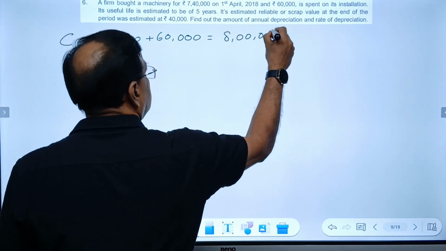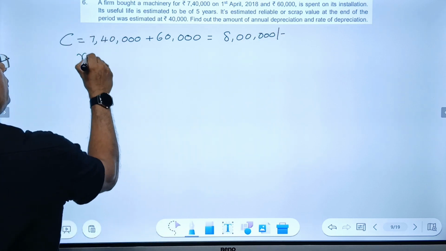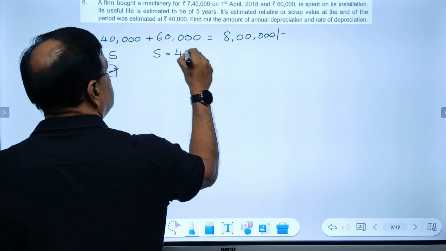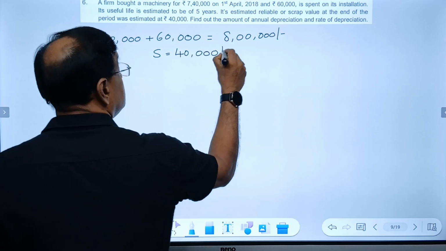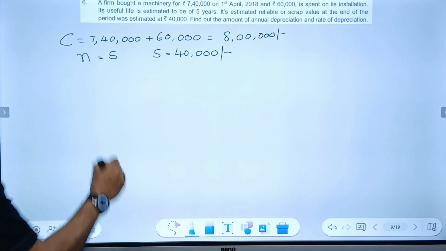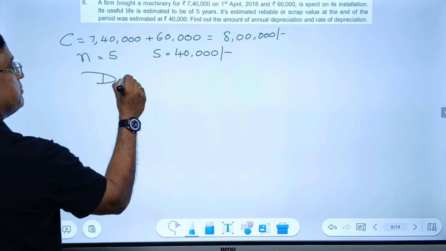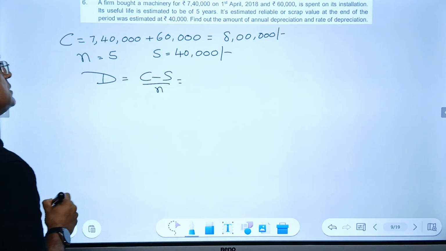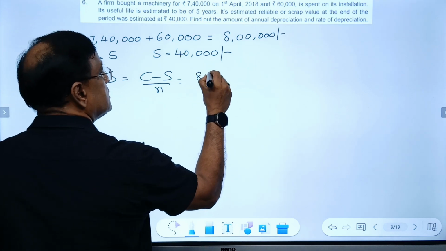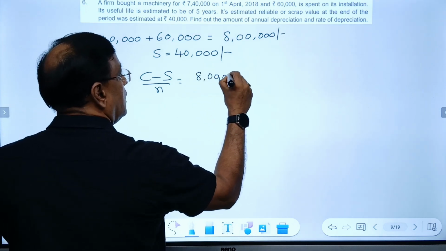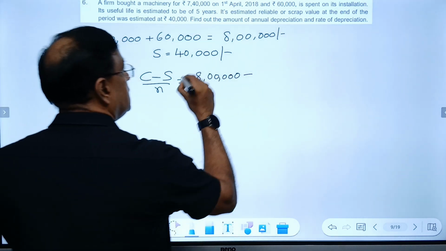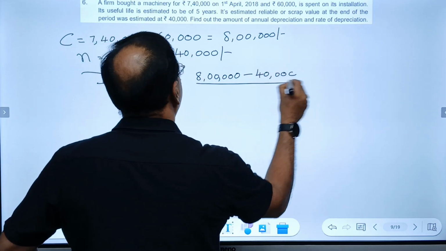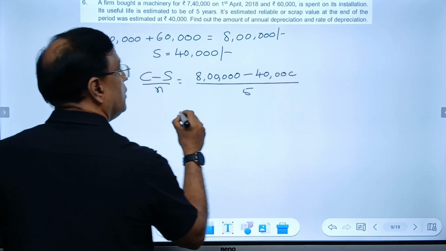So simple it is. And what is the useful life? It is for 5 years, and the scrap value is 40,000. Now what is annual depreciation? The annual depreciation D is given by (C minus S) by N. And what is C? C is 8 lakhs, minus my scrap value of 40,000, divided by 5.